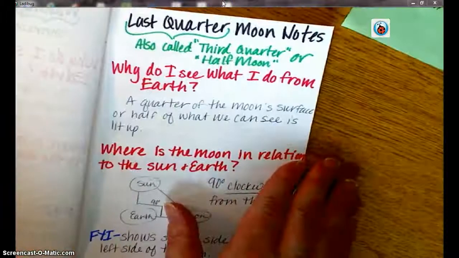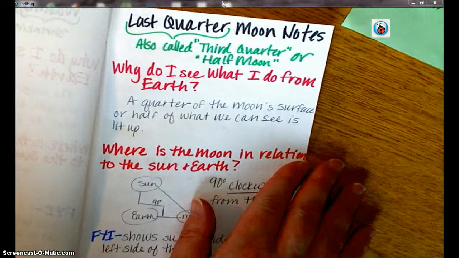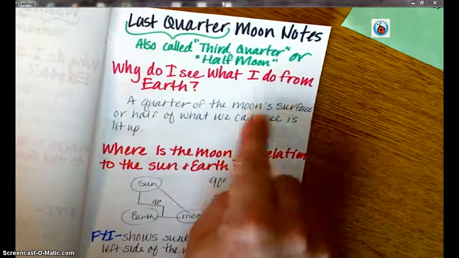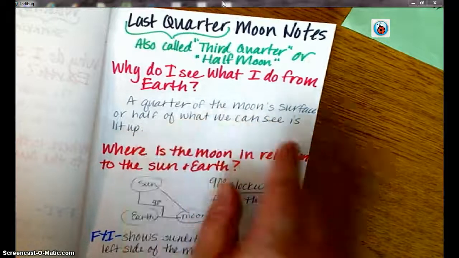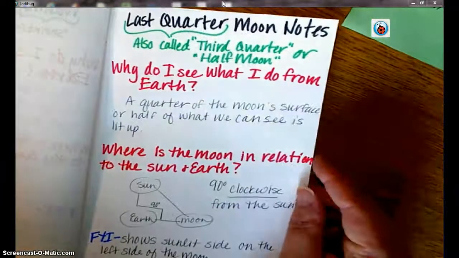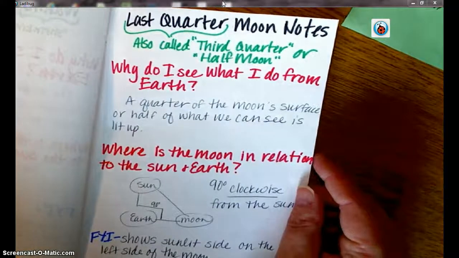Last quarter. Remember, last quarter actually has two other names. It could be third quarter or it could be half moon. This is when you see half of the moon lit up. So you see a quarter of the moon's surface, or half of what we can see is lit up. Lit up by the sun's light being reflected, not because it's light that the moon generates.